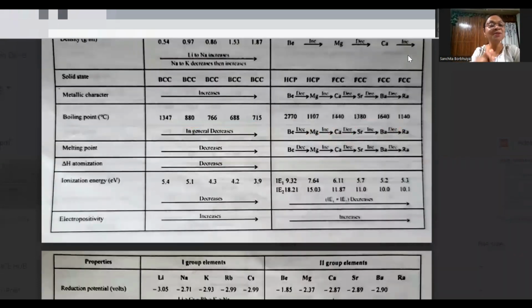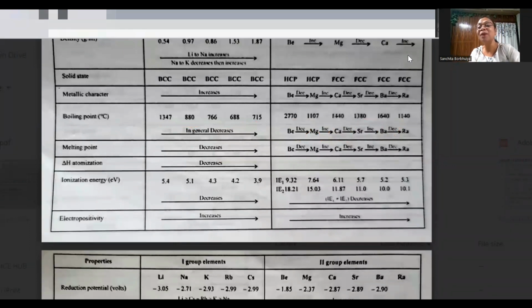Next, the melting point also decreases. Naturally, if the boiling point decreases for alkali metals, the melting point would also decrease for the alkali metals down the group. Again, let us see whether this DI goes on here also. You need to remember, come on. So for the melting point and boiling point for group 2 elements, the DI concept: start with a D. Decreases, increases, decreases, increases, decreases.